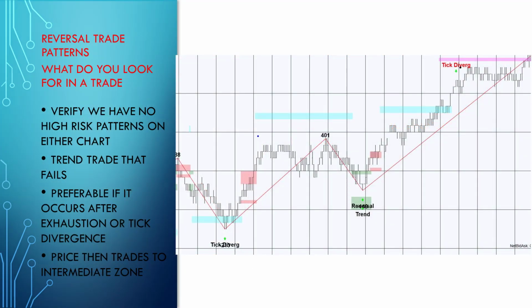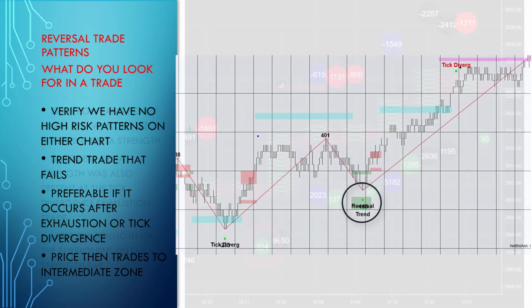First, we verify that we have no high-risk patterns on either chart. Then we have a trend trade that fails. Preferably, this trend trade occurs after an exhaustion or a tick divergence pattern because this is indicating a market reversal. And then price returns to the intermediate support zone and the trade is signaled.